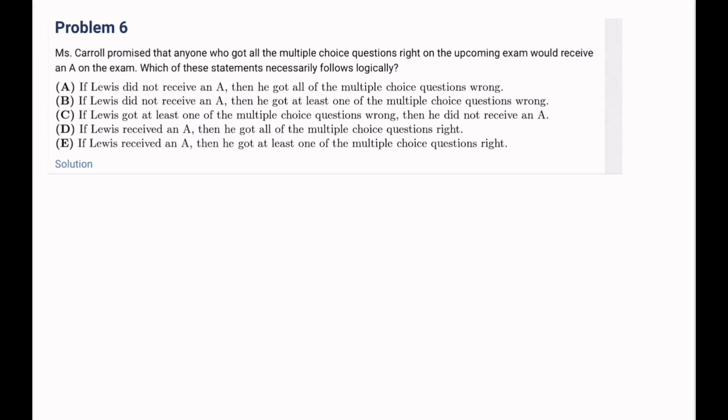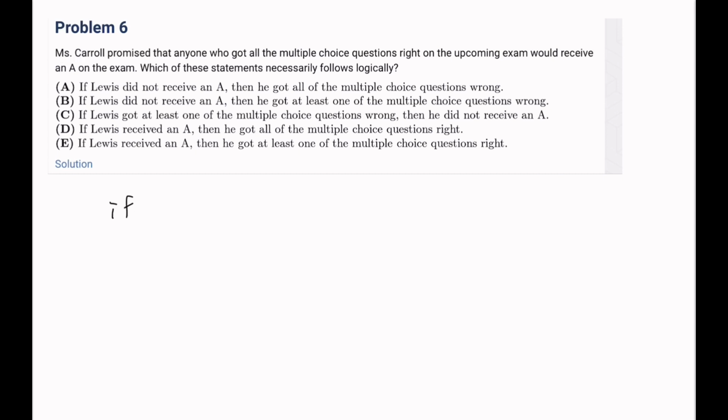Number 6. Miss Carroll promised that anyone who got all the multiple choice questions right on the upcoming exam would receive an A on the exam. Which of these statements necessarily follows logically? Okay, so if something happened, then something happened, right? And so what did Miss Carroll promise?